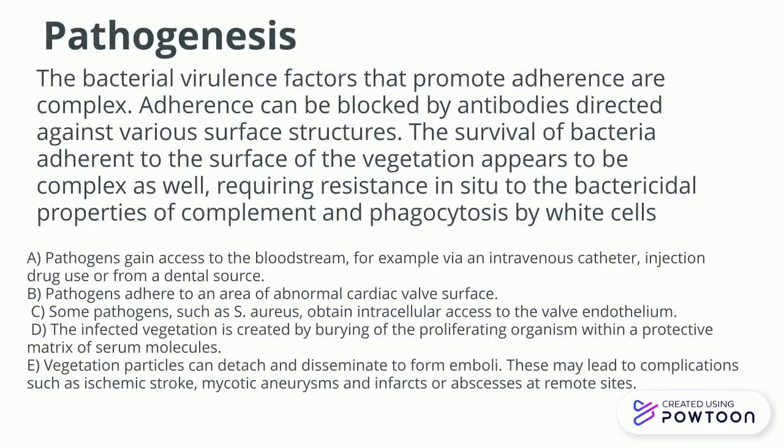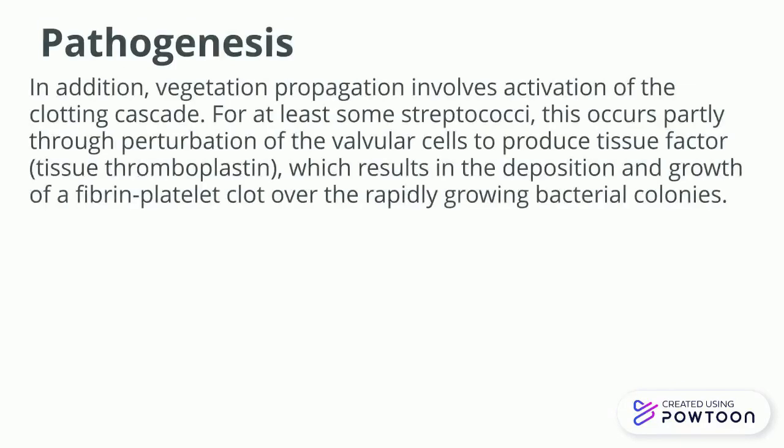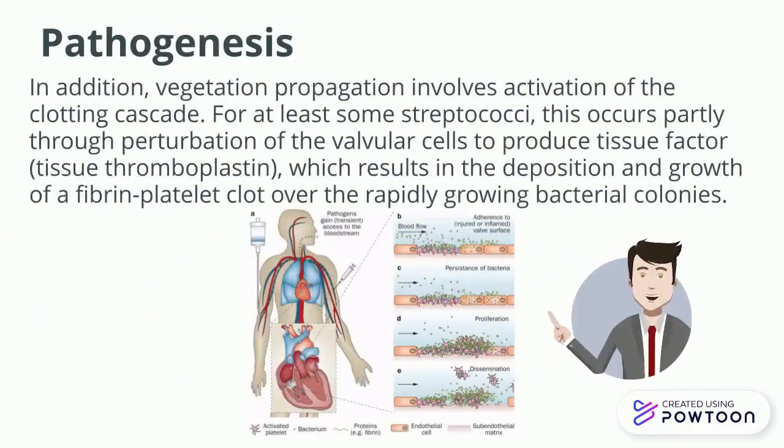The bacterial virulence factors that promote adherence are complex. Adherence can be blocked by antibodies directed against various surface structures. The survival of bacteria adherent to the surface of the vegetation appears to be complex as well, requiring resistance in situ to the bactericidal properties of complement and phagocytosis by white cells. In addition, vegetation propagation involves activation of the coagulation cascade. For at least some streptococci, this occurs partly through perturbation of valvular cells to produce tissue factor, which results in deposition and growth of a fibrin-platelet clot over rapidly growing bacterial colonies.